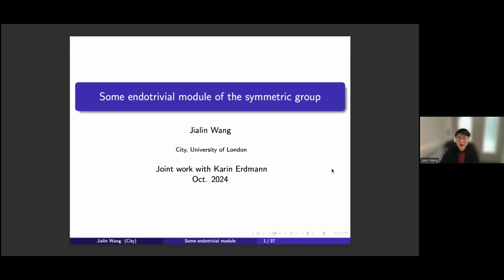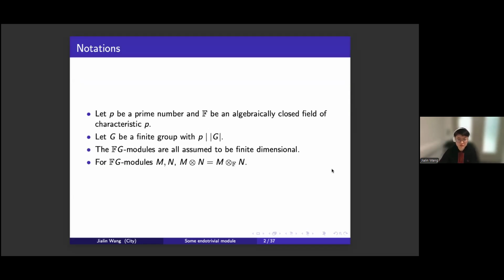I want to give a self-contained introduction to these endotrivial modules, followed by some known results on the classification of endotrivial modules for different group algebras. And lastly, our results towards some specific endotrivial modules for symmetric groups. I should mention that this is joint work with Karen Erdmann. I will begin by fixing the following notation.